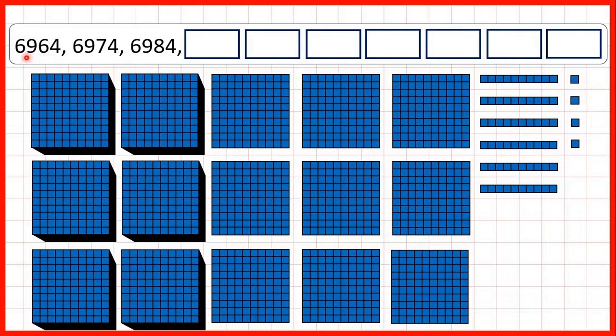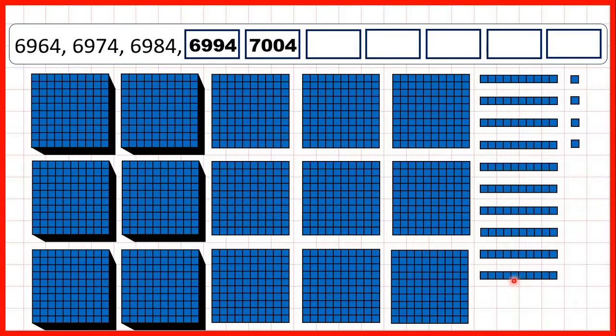So now here we start with 6,964. So there's 6 thousands, 9 hundreds, 6 tens, and 4 ones. If we're counting in tens, we can add 1 10 each time. So doing that gives us 6,974, 6,984. Another 10 means we get 6,994. But adding one more 10 takes us to 7,004.